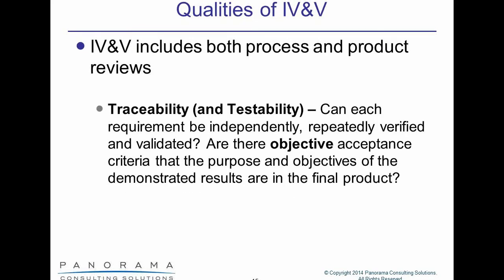And then the other thing is that you also look at traceability and testability. Another quality of IV&V is that you have traceability of each requirement being independently, repeatedly verified and validated along the way, and also ensuring that there's objective acceptance criteria that can be identified and signed off on in the final product.